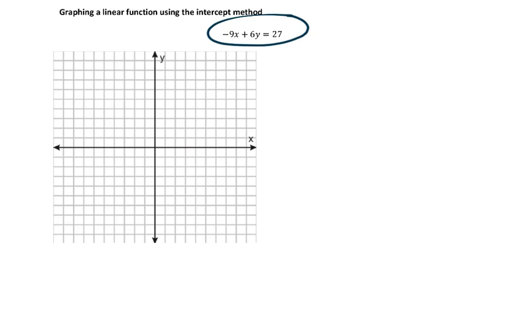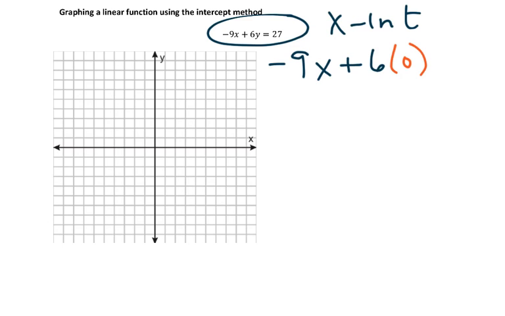So what we're going to do is look for the two intercepts. Remember, there is the x-intercept and there is the y-intercept. Let's look for the x-intercept first. If you're looking for the x-intercept, you're going to set 0 in place of y. So in this equation, negative 9x plus 6y equals 27, I'm going to keep the x there, but I'm going to put a 0 in for y. Now, why do we do that?